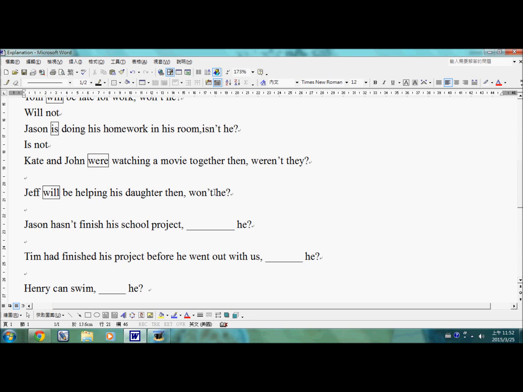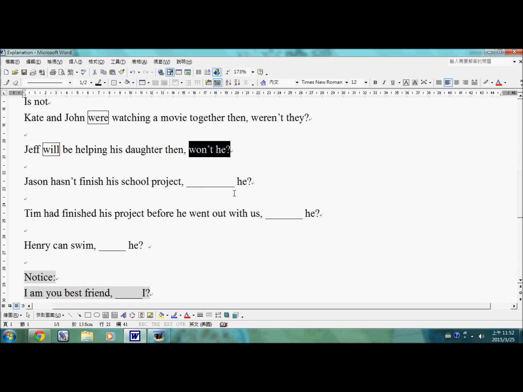Again, confirmation. Just like what I said before, if you want to make it a question, remember to use a negative statement here and the positive question tag. So I'll reconstruct this sentence for you. I will say, Jeff won't be helping his daughter then, will he? That will be a real question.